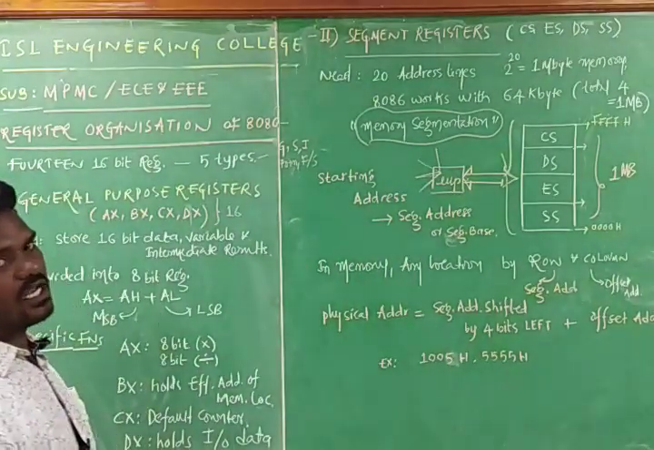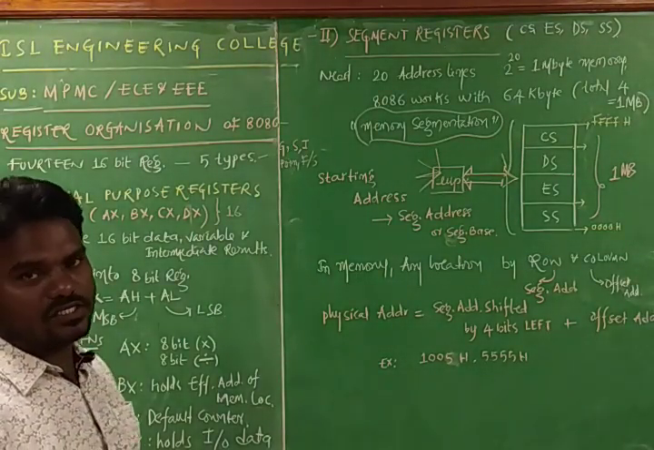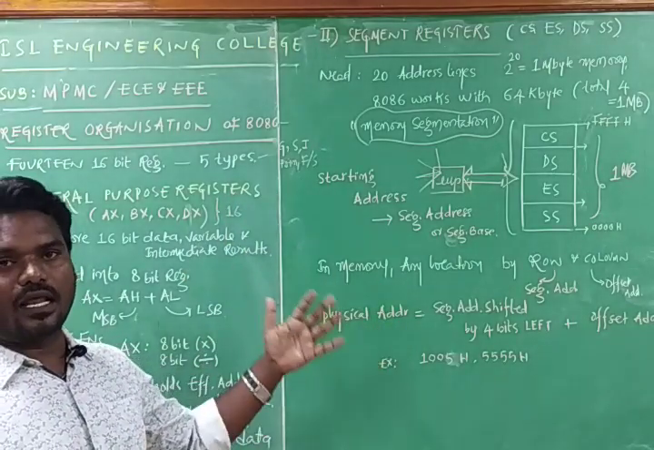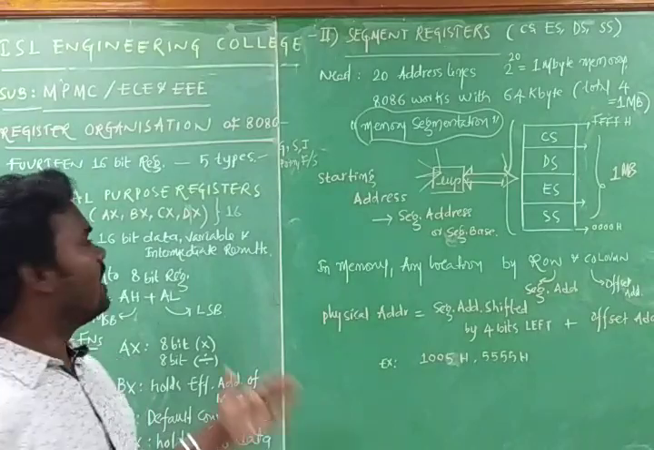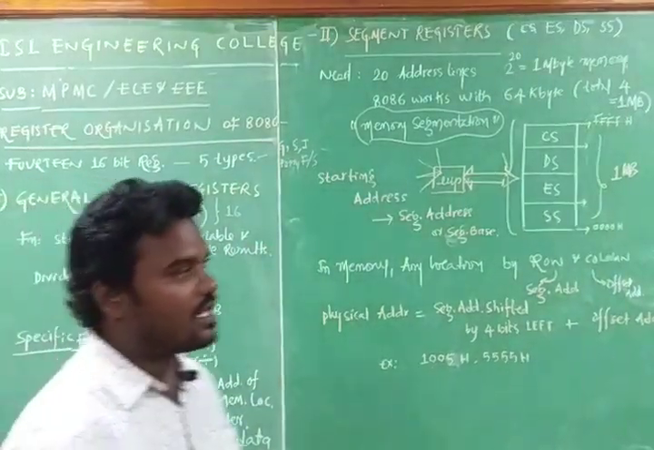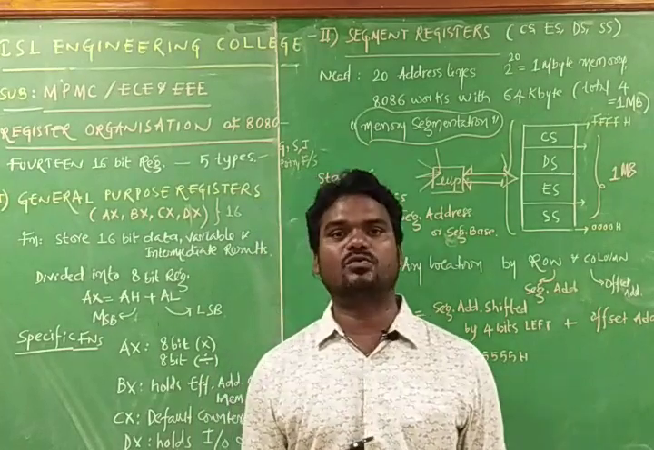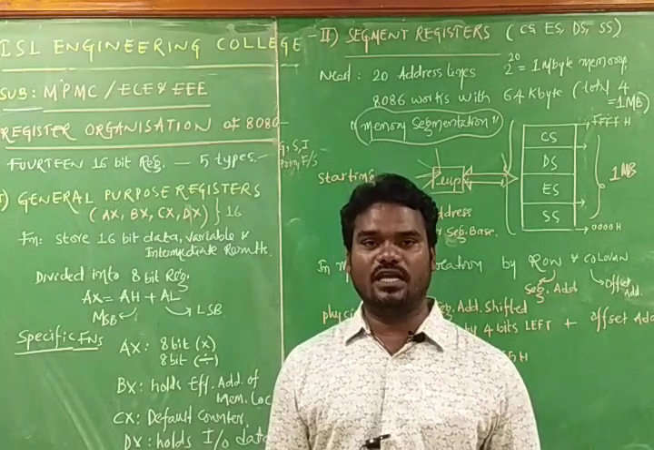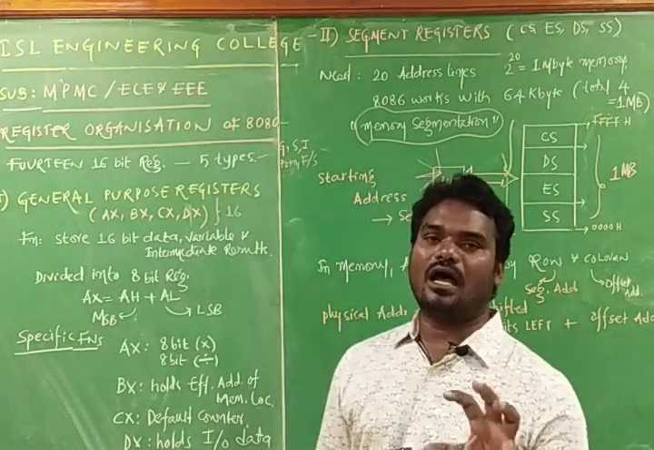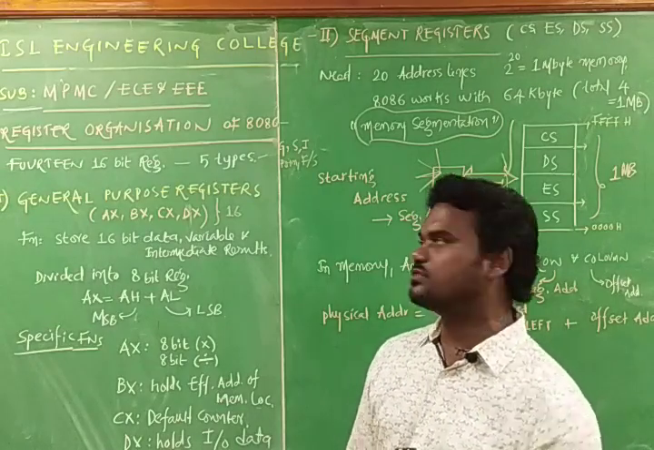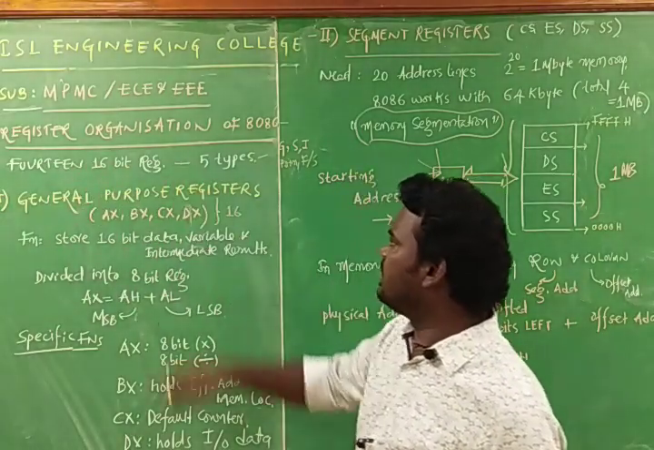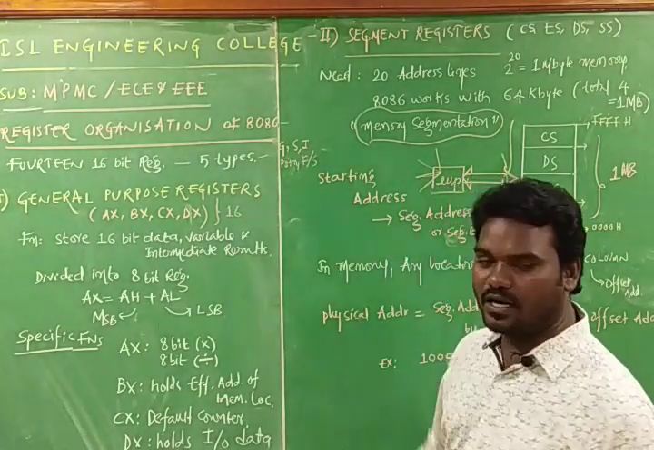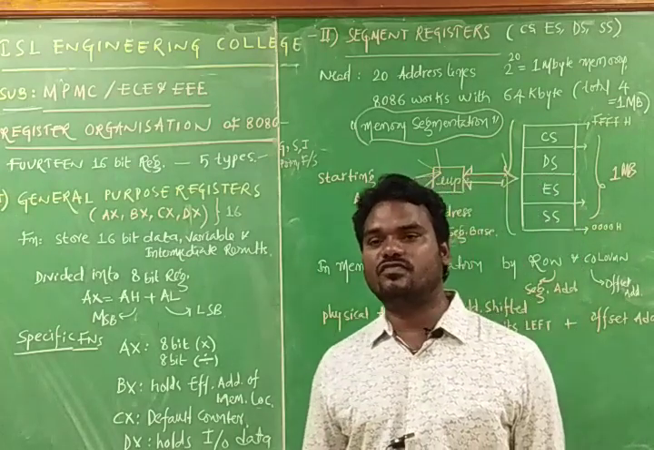The first type is register organization: how all these 14 16-bit registers are organized in the internal structure of the 8086 microprocessor is called the register organization of the 8086 microprocessor. Internally the 8086 microprocessor has 14 16-bit registers, and how they are organized is explained by the register organization. This is very, very important from the examination point of view. It can be asked for long answer questions.